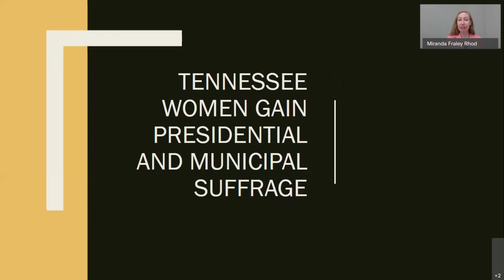Now, Tennessee suffragists gained a great victory in 1919, when the Tennessee General Assembly passed a law which granted Tennessee women the right to vote in presidential and municipal elections. This was really remarkable for the South. Few Southern women had these opportunities, and Tennessee suffragists celebrated this victory. They went to register to vote in the 1919 elections. And this is when they even started transitioning towards a Tennessee League of Women Voters organization. So they were very excited about this.